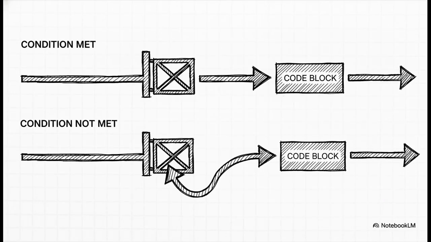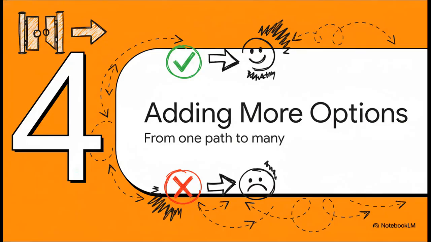If the condition is true, we step through and run that special piece of code. If it's not, we just walk right by. We skip it completely and keep going. Super simple. Now, that one-way gate is pretty useful, for sure. But what if doing nothing isn't an option? What if we need the computer to do one thing if a condition is true, but do something else if it's false? It's time to level up and add more options.